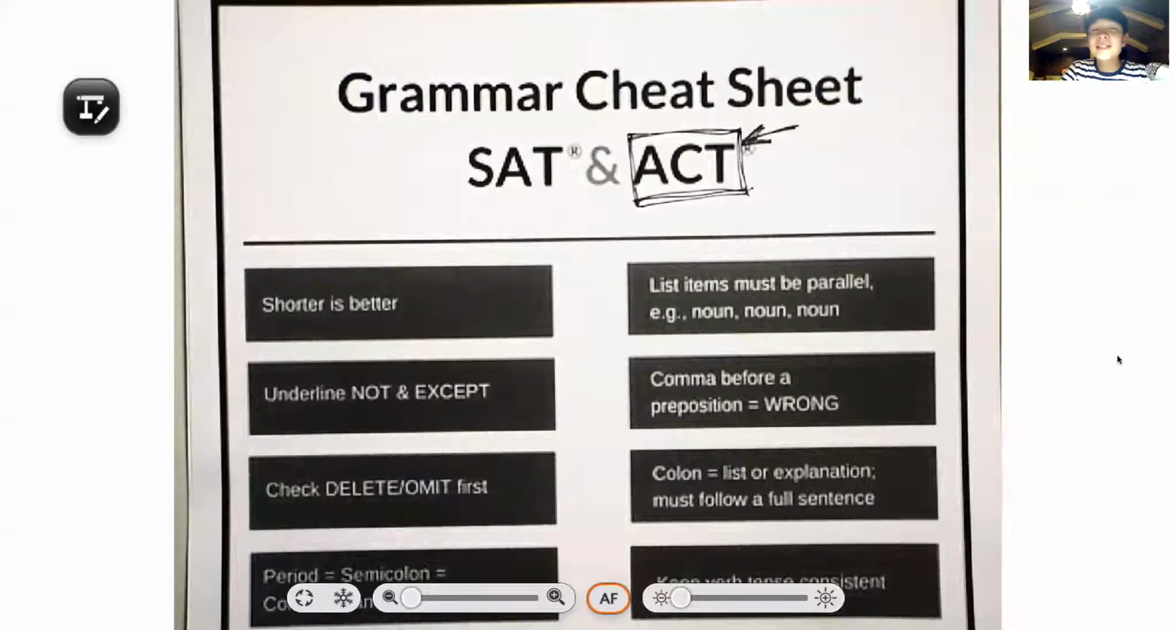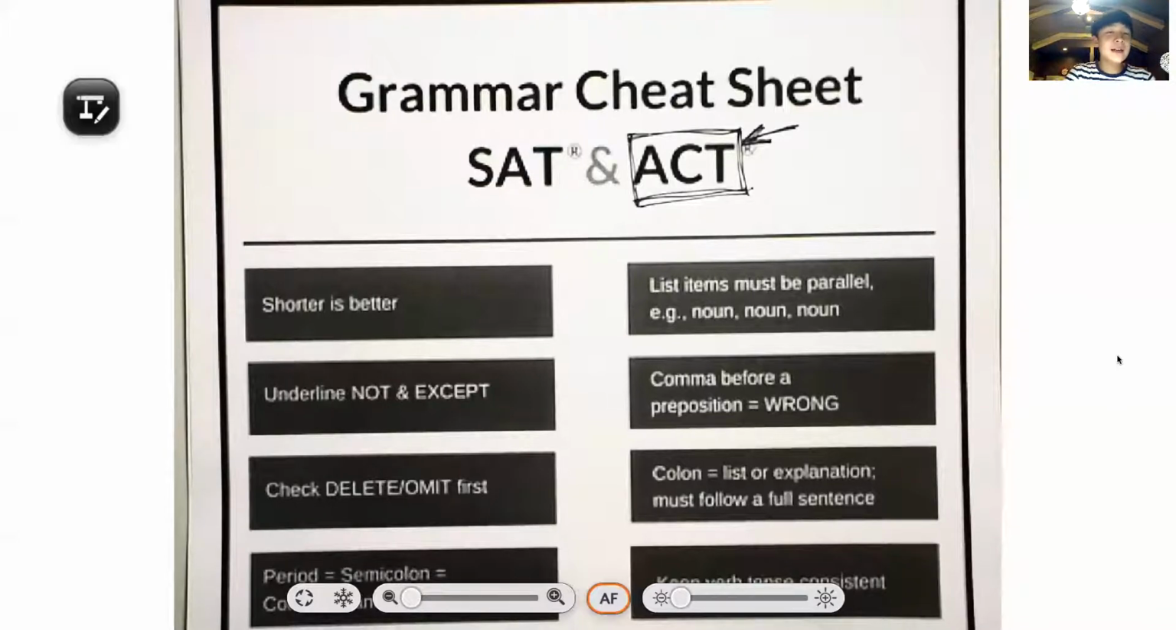So let's go ahead and get started on this grammar cheat sheet. So shorter is better. I find it interesting that that's the number 1 point on here. And the reason I find it interesting is because it's been the number 1 point on every single review book. And it's the number 1 point I was going to mention to you today as well.